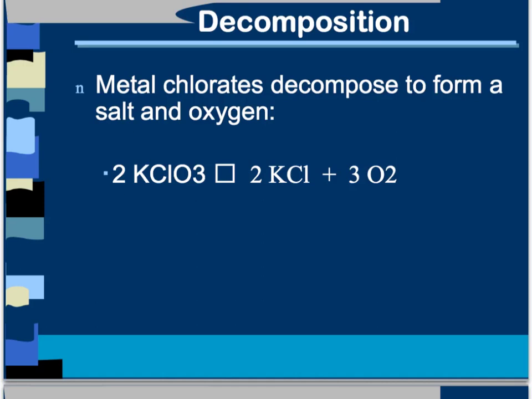Another type of decomposition reaction that we might see is if we have a metal chlorate. It's going to decompose or break down to form a salt and oxygen. So here is our metal, potassium. Here is our chlorate. It's going to decompose into our salt, which is potassium chloride. I know when we think of salt, we think sodium chloride, but remember this is in the same group, so we still call this a salt. And then our oxygen.